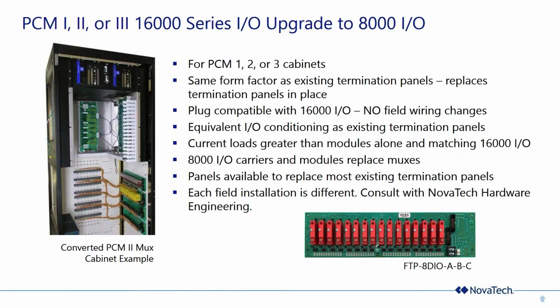Kind of hard to screw it up because the wiring is all dressed so the cables can only go on the connectors within reach. You need these termination panels the same way we did in the 16,000 I/O. They take care of the signal conditioning, they take care of the load. The MUX cards that are in the 16,000 are basically replaced by the 8,000 I/O modules.